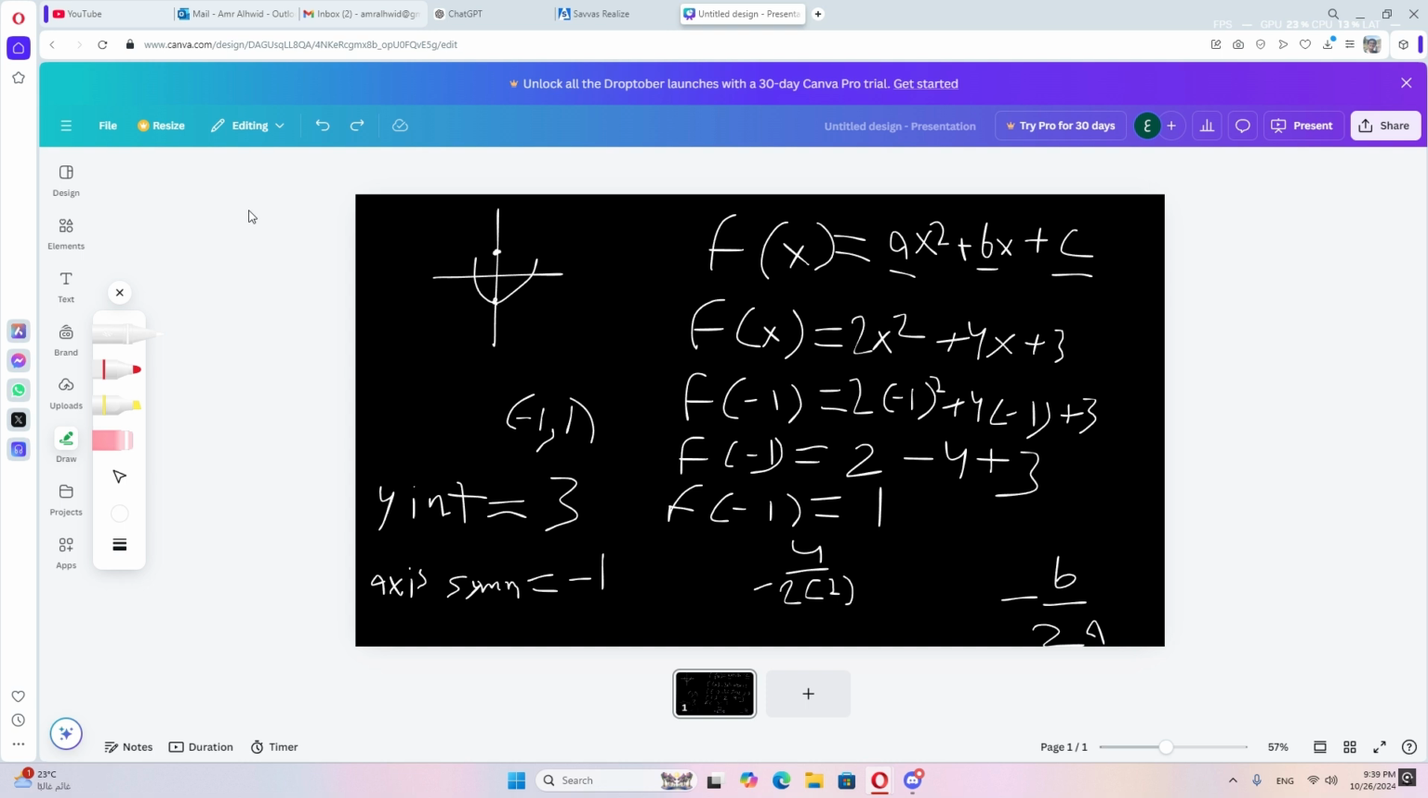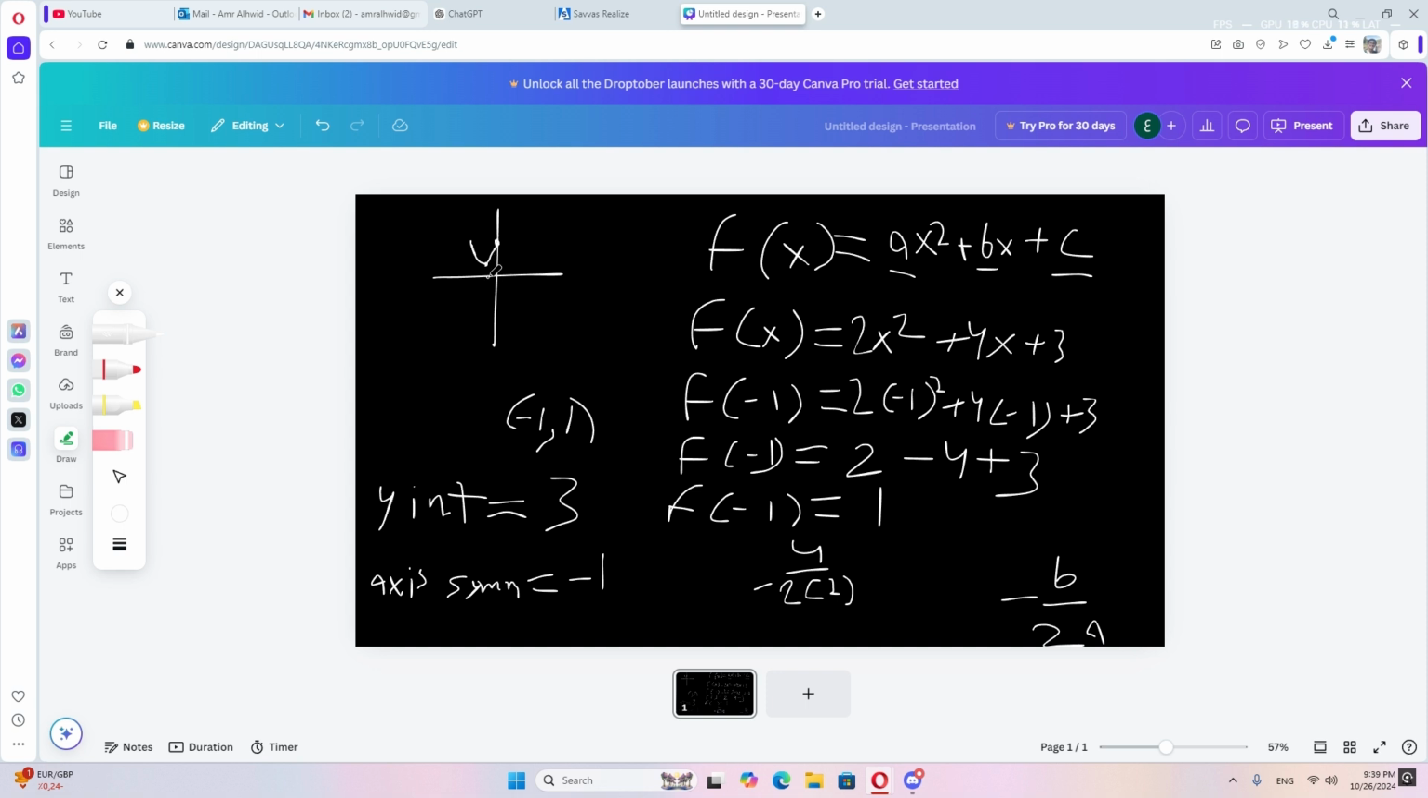So we can remove these points. Okay, so the vertex will be minus 1, 1. So the vertex will be here, and the y-intercept will be here, about here. So this immediately tells you that the graph will look something like this. So it's better to find another point.